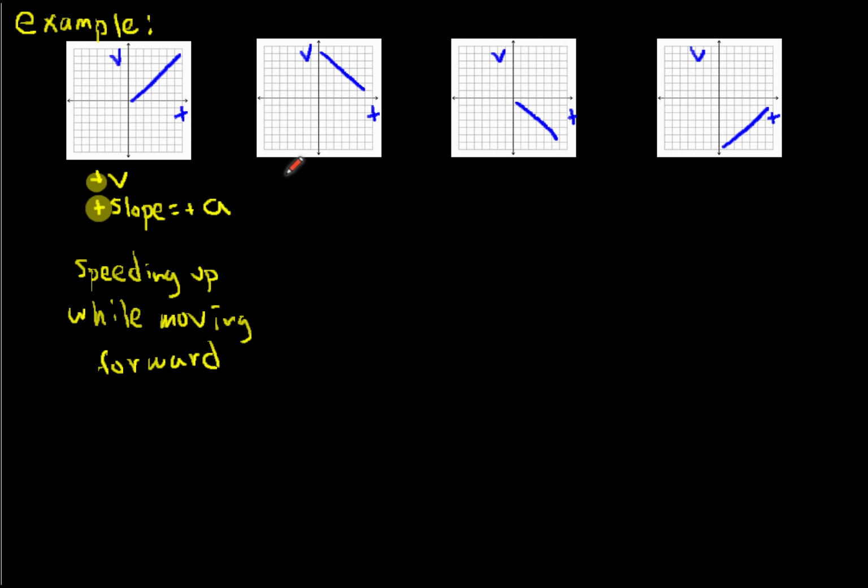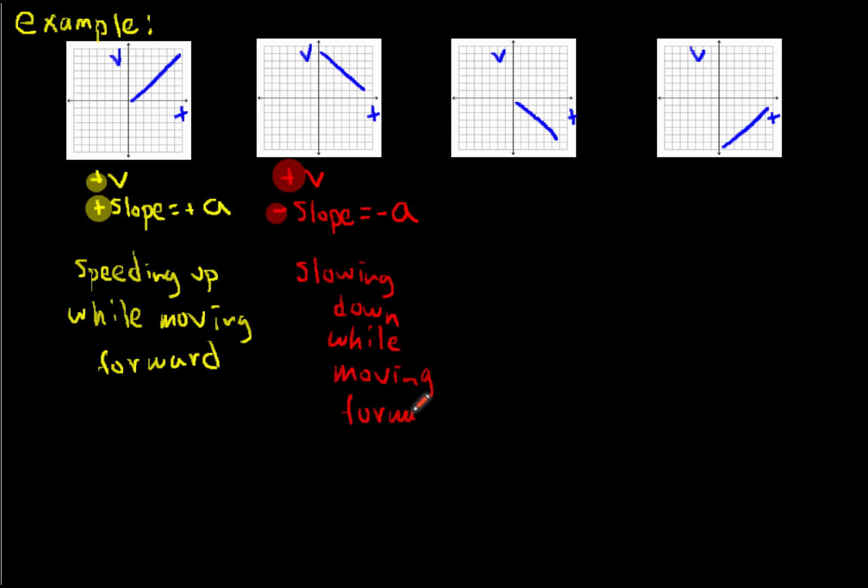In the second example, we have a positive velocity and a negative slope, which means we have negative acceleration. Whenever the signs are different, like positive and negative, we know the object is slowing down. This means that it's slowing down, but since v is positive, it's slowing down while moving forward. Of course, when we say forward, we actually refer to any positive direction. So forward could, in this case, mean north, up, east, or right.